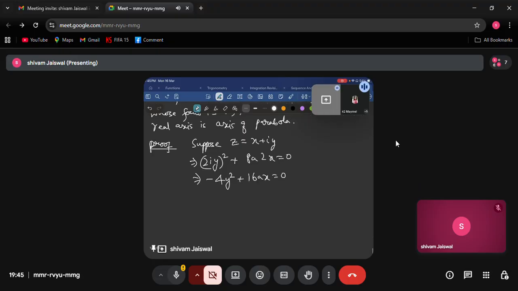Are you getting the result? Tell me. y square equal to 4ax is the required locus. Tell me, is it clear to everyone?